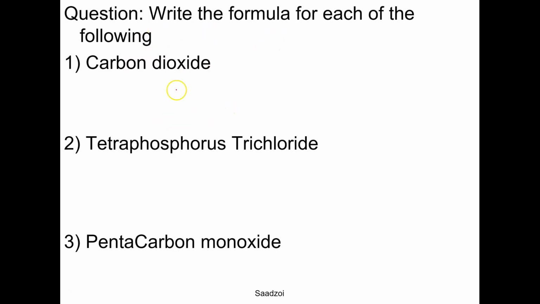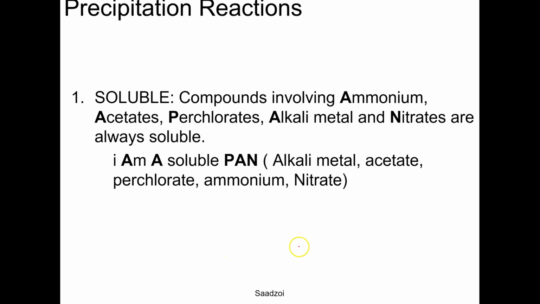All right, question: write the formula for each of the following. Carbon dioxide, that's 1 carbon, 2 oxygens, so CO2. Tetraphosphorus trichloride, that's 4 phosphorus, 3 chlorides. Oops, sorry. 4 phosphorus, 3 chlorides. Pentacarbon monoxide, C5O, because pentacarbon, 1 oxygen. That's how you write it.